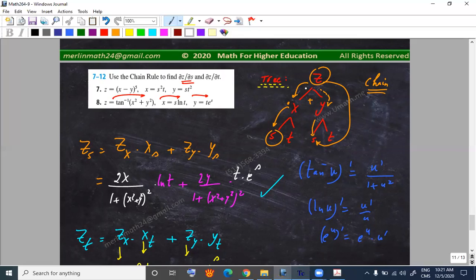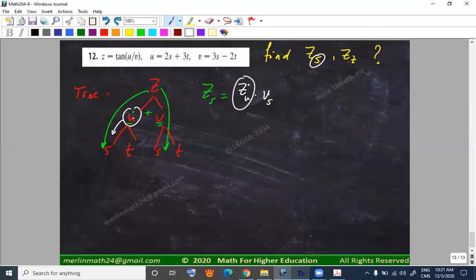When I reach X, I want to get to S. So the path is only through X. You cannot jump to S. Can you jump to S without X? Can you jump to S without Y? You cannot. So this is the path. Any question? I didn't reach S because I want to get Z with respect to S. So to reach S, you continue Z_U, U_S. You agree? Plus I have another path, Z_V, V_S. That's it.